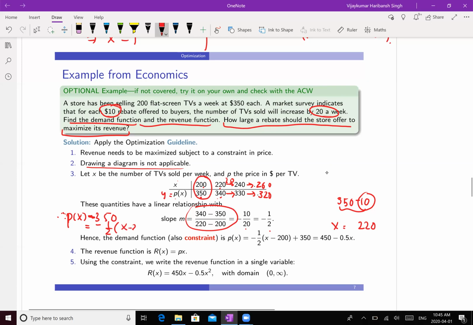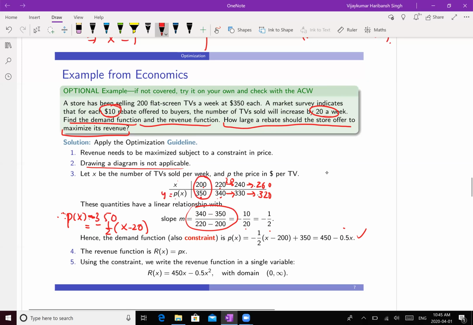(x minus 200). So bring this to the other side. So you get P(x) equals minus half x minus 200, and this becomes plus 350. And on simplification, you get 450 minus 0.5x. So this is your demand function.